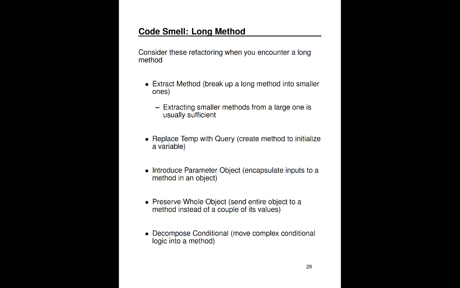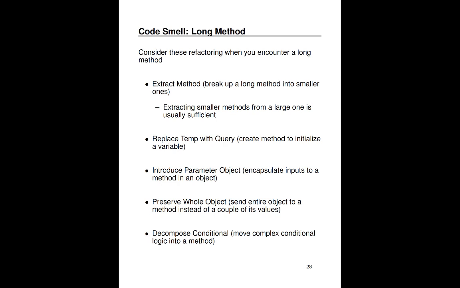So here are some refactorings that are effective when you encounter a long method. The first one is extract method, which we've already talked about. This is where you take a big long method and turn it into many smaller methods and call those instead. And this is usually sufficient, right? This is a refactoring that I use all the time when I encounter a large method. Another effective refactoring for long methods is called replace temp with query. And basically what this does is it extracts a method to initialize a variable.